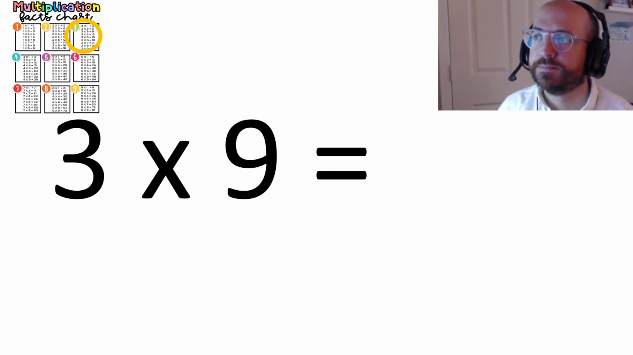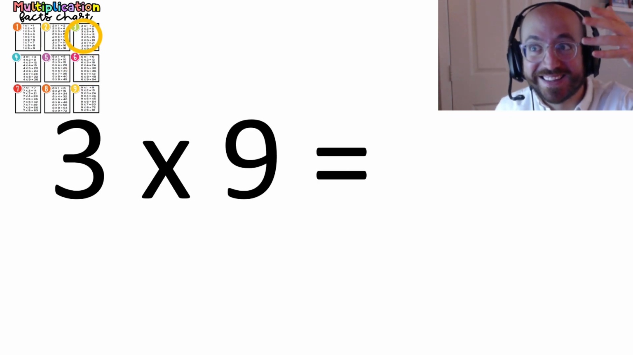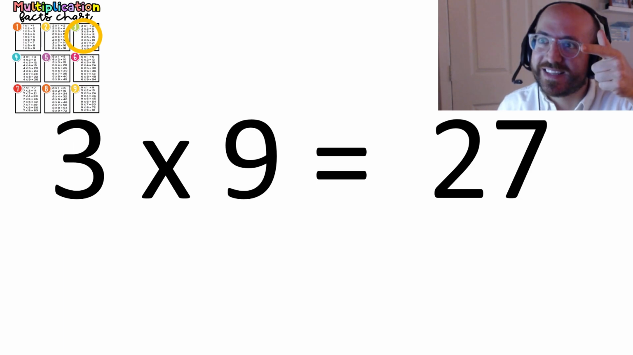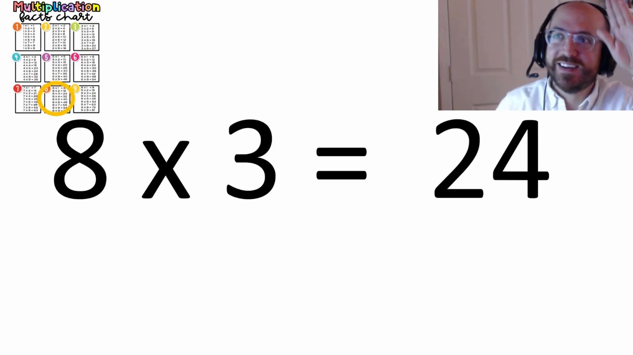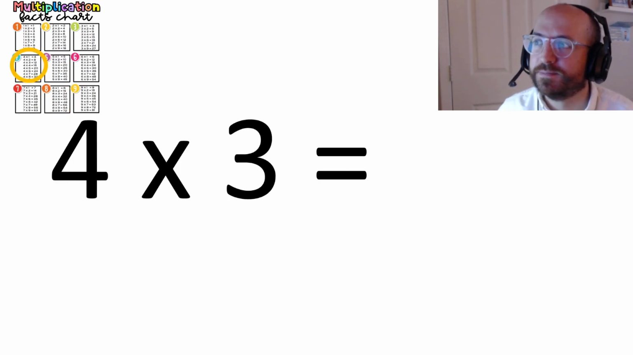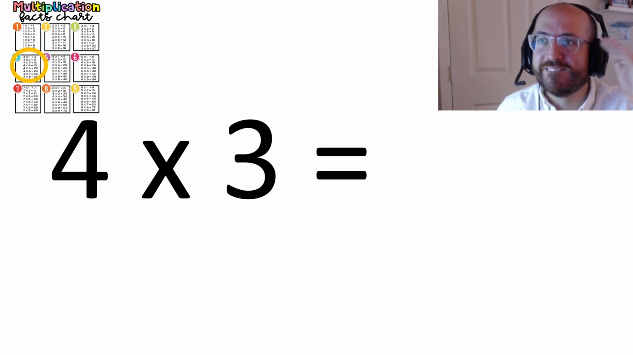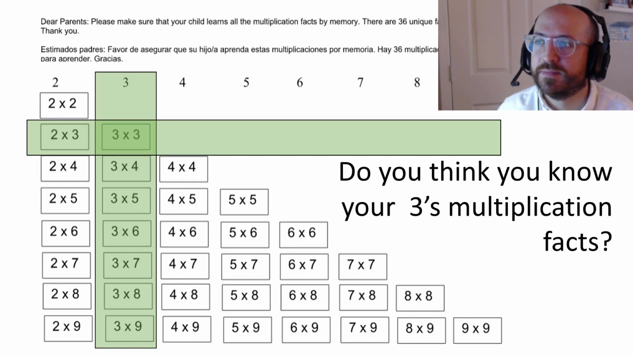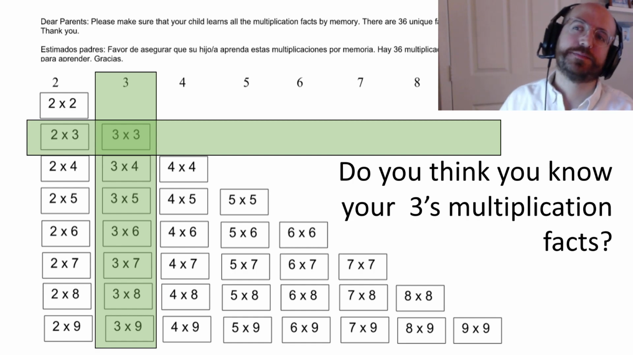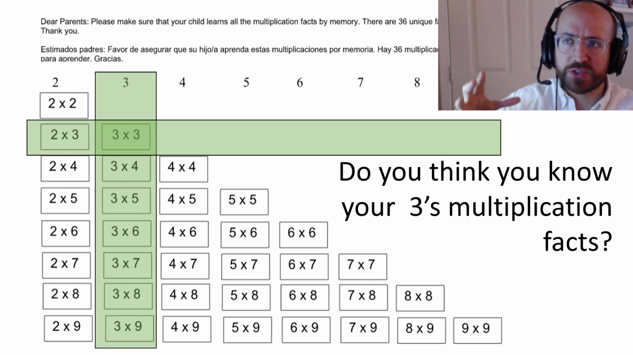18. Come on. 27. 24. Are you getting these? 12. You might have been a little slow on those last two. Okay, so some of those you were really good at.